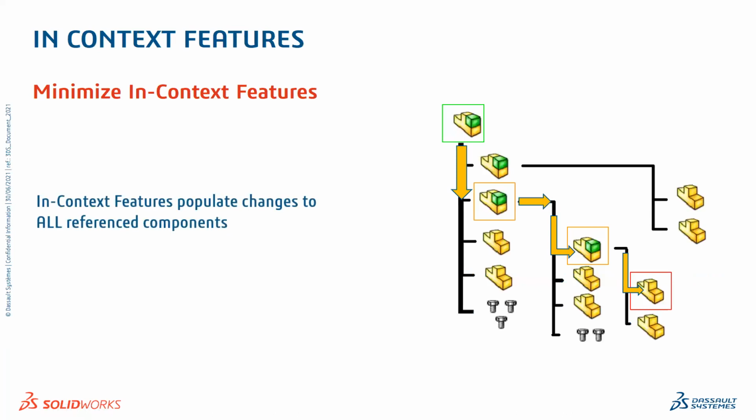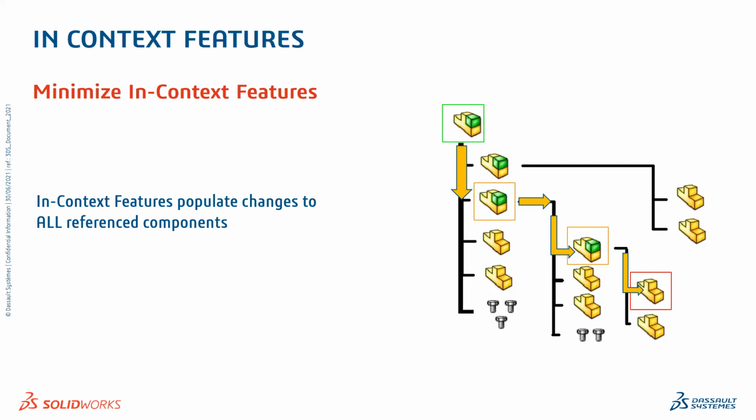Here it is, in-context features. When we are doing top-down designs, we always take references from other top-level components to derive the next level of components to design. So we need to minimize the in-context features. That means the dependency on other components should be reduced.